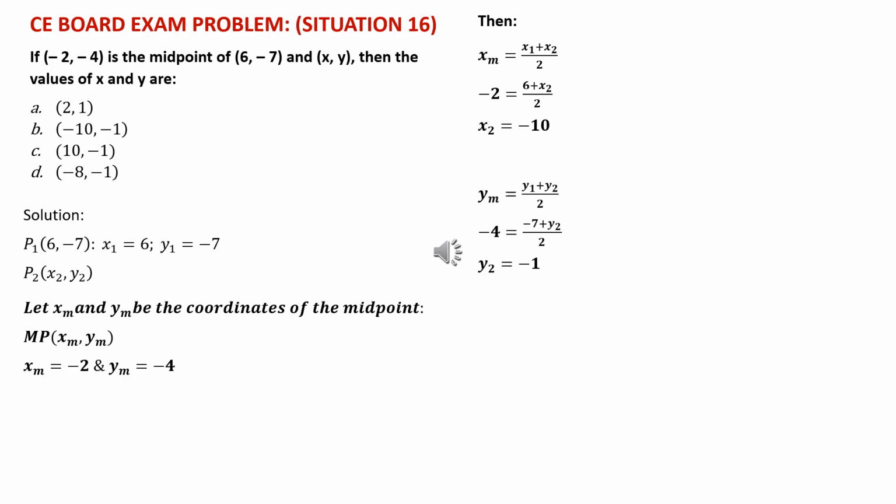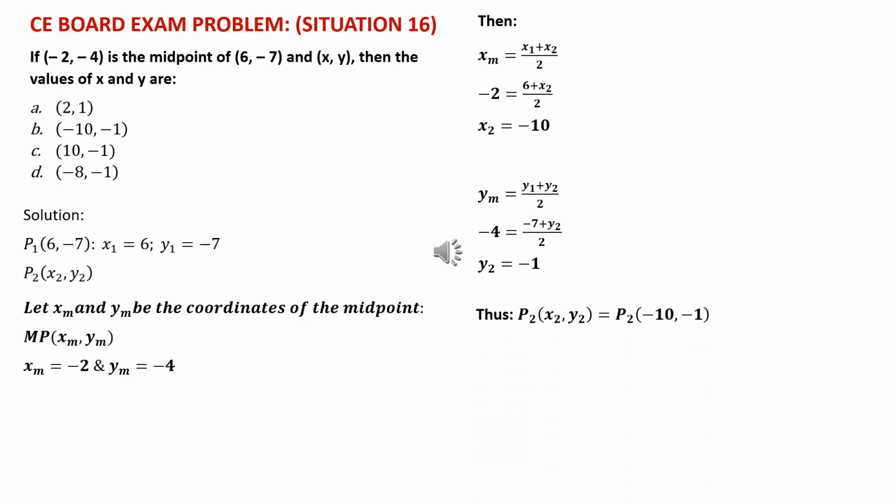On the other hand, this is our solution for our y sub 2. We have the start as y sub m equals y sub 1 plus y sub 2 over 2. Then afterward, after the substitution process, we have negative 4 equals negative 7 plus y sub 2 over 2. Finally, we have the value of y sub 2 as negative 1.